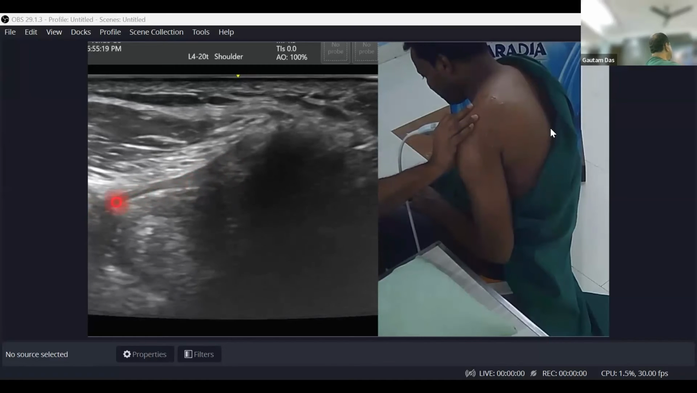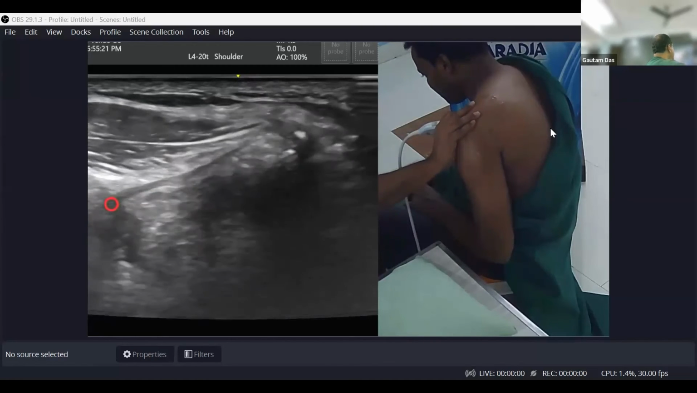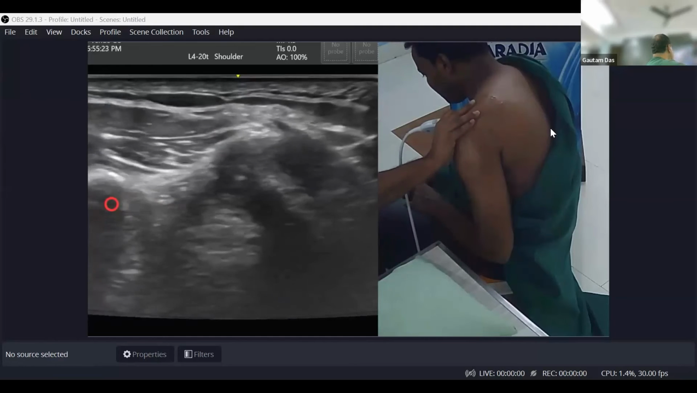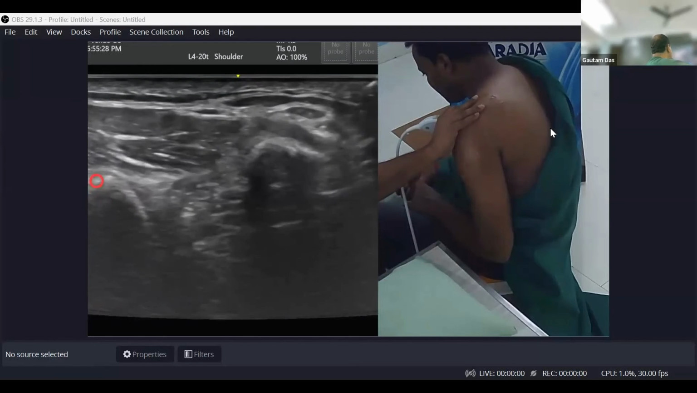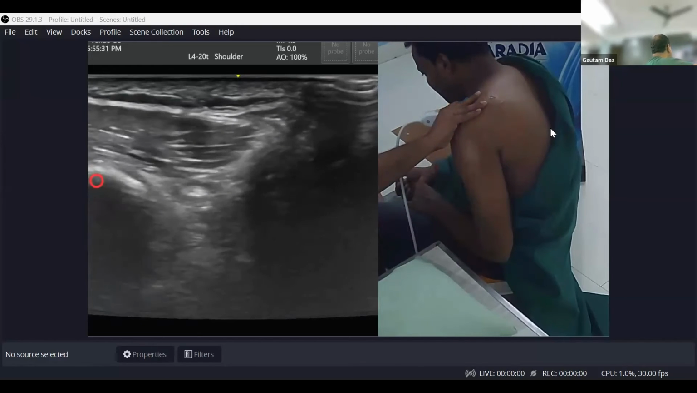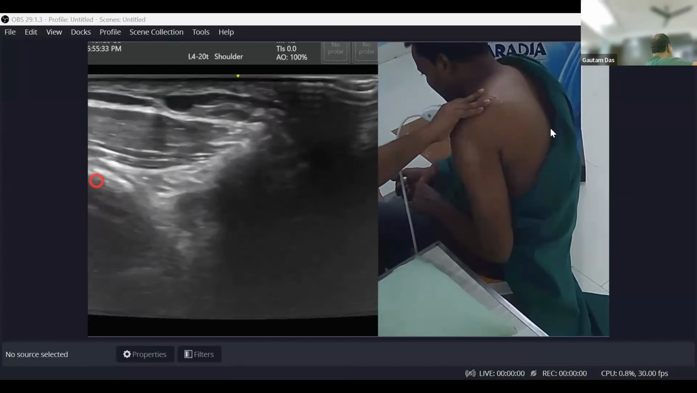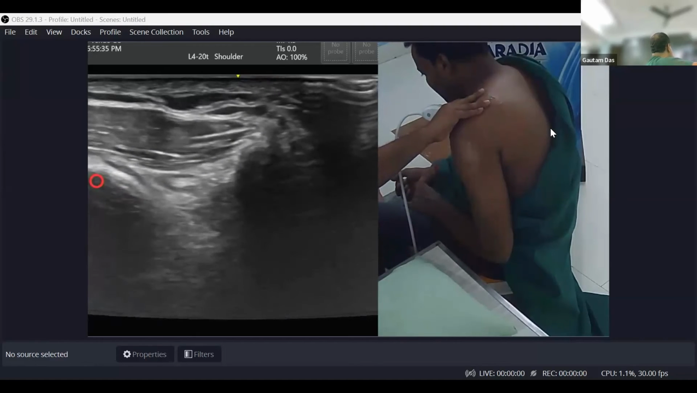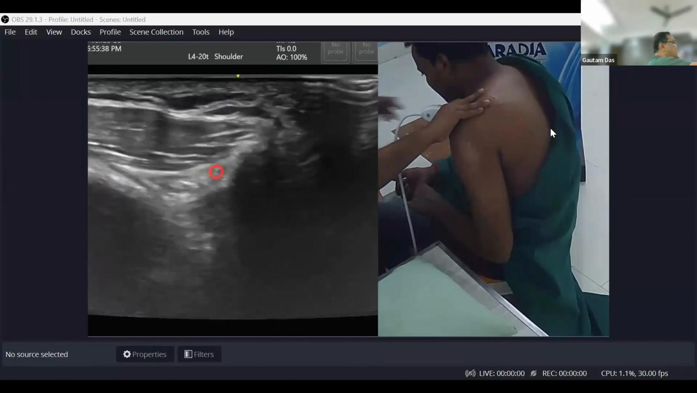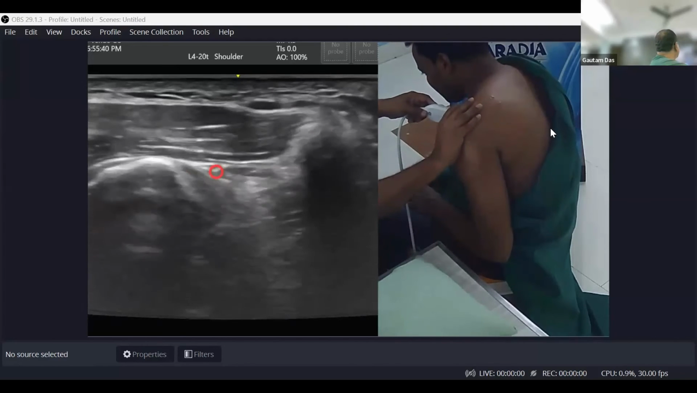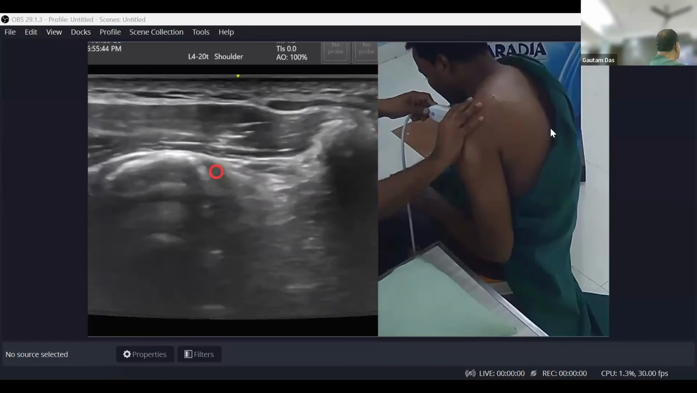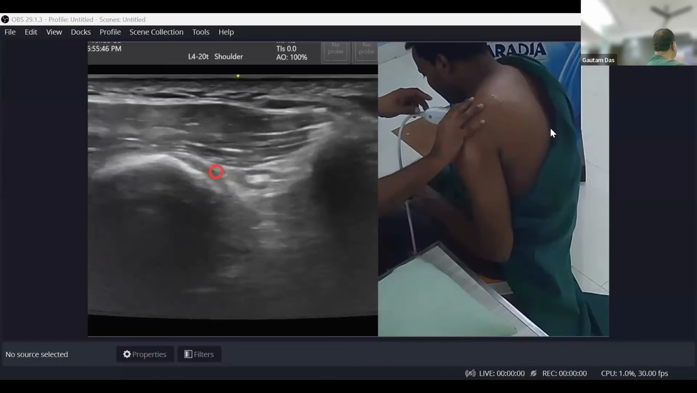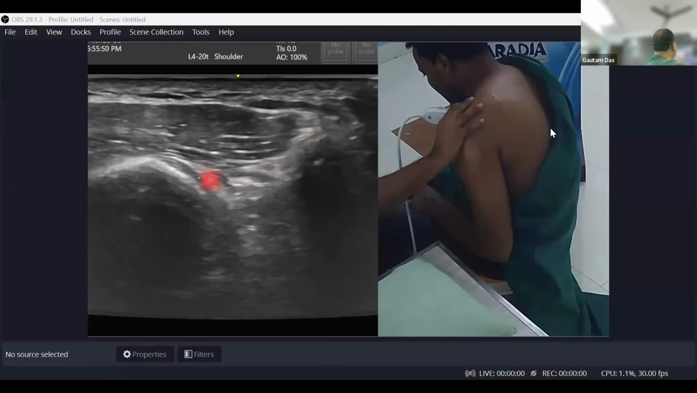Now if I keep this side of the probe over the acromion and rotate the other side, another bone will be coming. This ligament is your coracoclavicular ligament. The lateral part of the coracoclavicular ligament is known as the trapezoid. This is your clavicle, this is the bone, and this is the coracoid. So this is your coracoclavicular ligament.